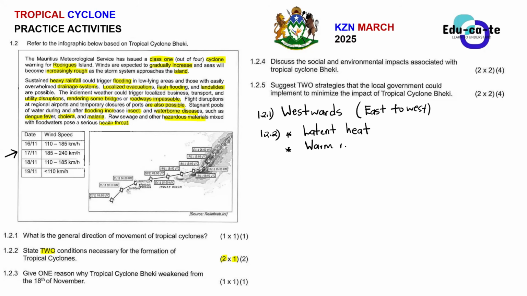We know that this warm, moist air is the one that will rise and condense, creating the latent heat. What else? Trev? Warm ocean, sir. Yes, we need a warm ocean. We need a warm ocean. Be specific on the temperature a bit. The warm ocean must be at least 28 degrees Celsius and above. Depending on the textbook that you use, of course, there's a certain range that they will mark. Some textbooks will say 29. It's fine. Bandisile.